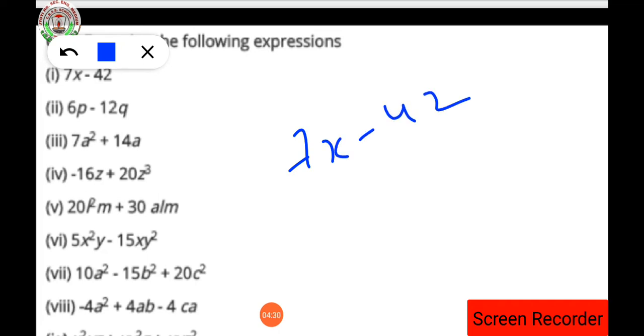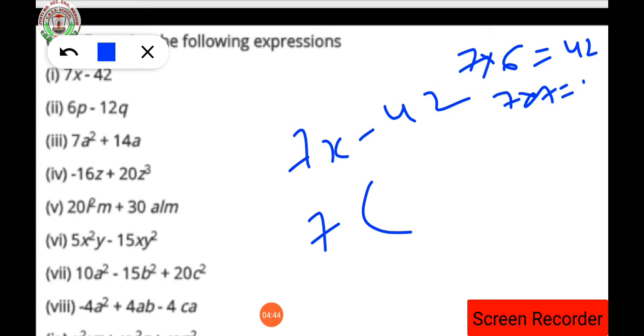Okay, so what can be taken common from here? As 42 is coming in the table of 7, isn't it? So 7 will be taken as a common, because 7 sixes are 42. 7 sevens are 49, isn't it? That's why, since 42 is coming in the table of 7, 7 can be taken common from both the numbers.